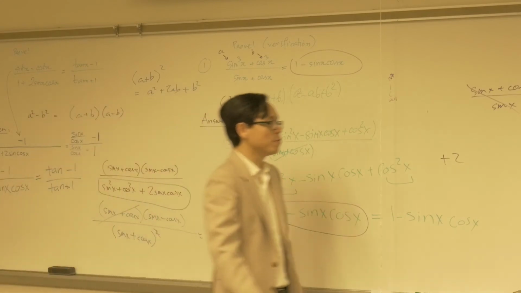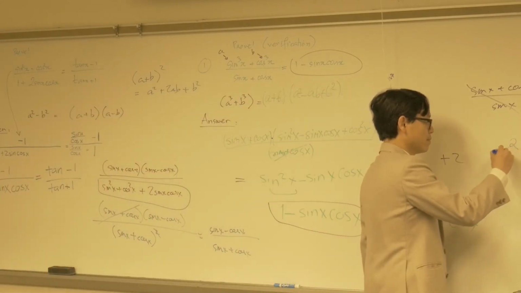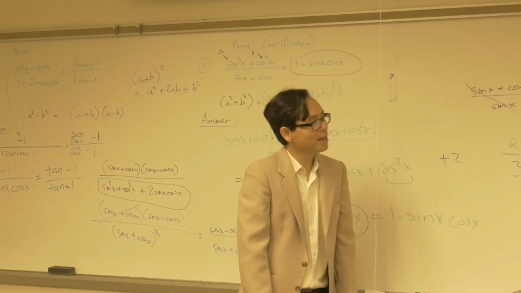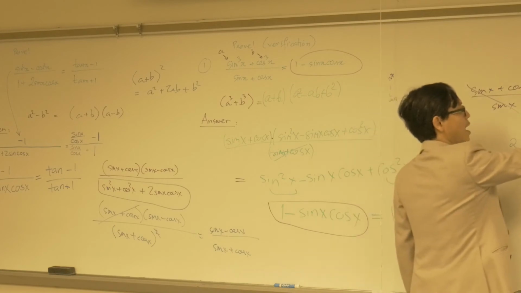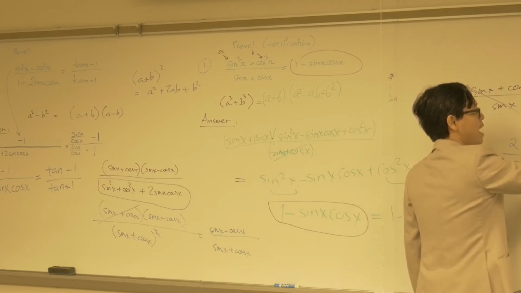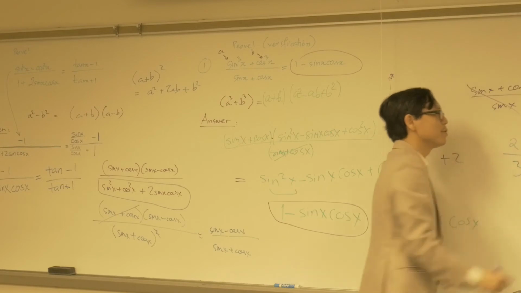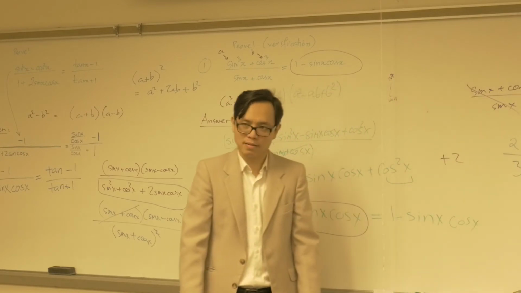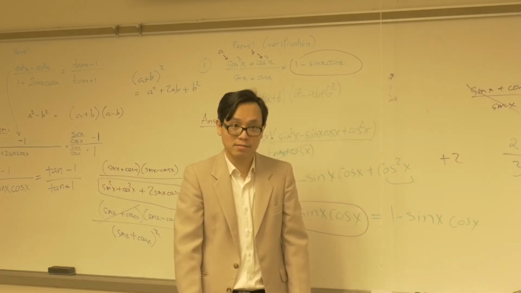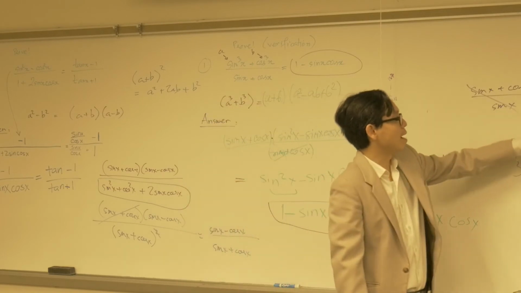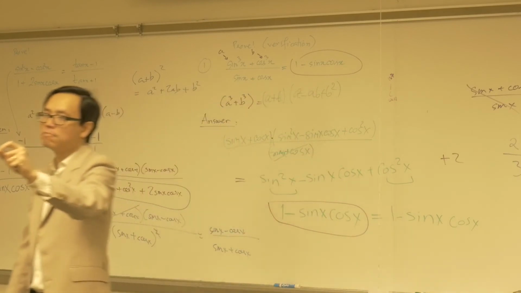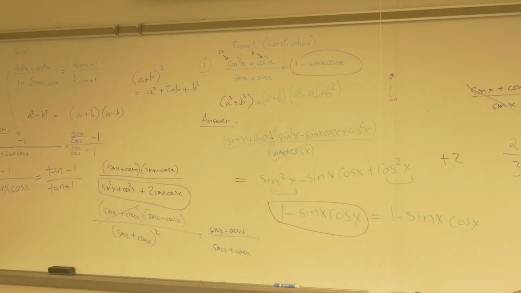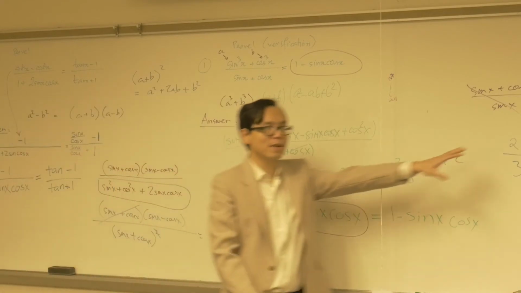Just imagine you have 2 over 3. I divide it by 5, so I have 2 over 5 divided by 3 over 5. Do you think this is the same as this? Yes, it is, because keep, change, flip gives you that. So if I divide a fraction by a number, it does not change. This concept you already learned.